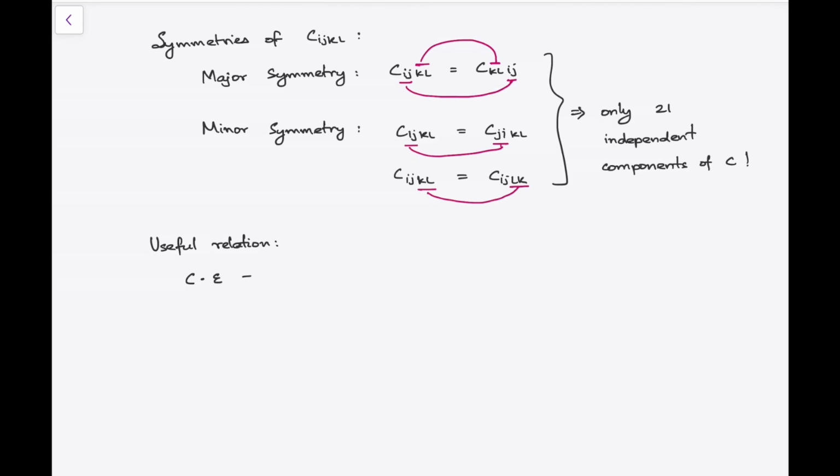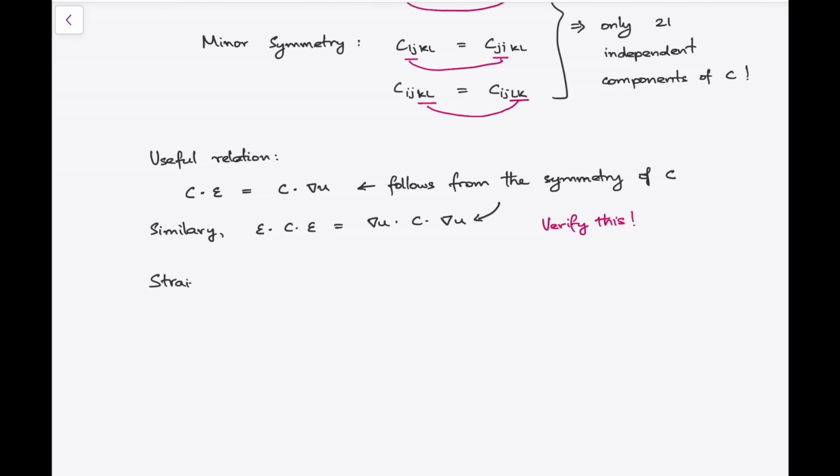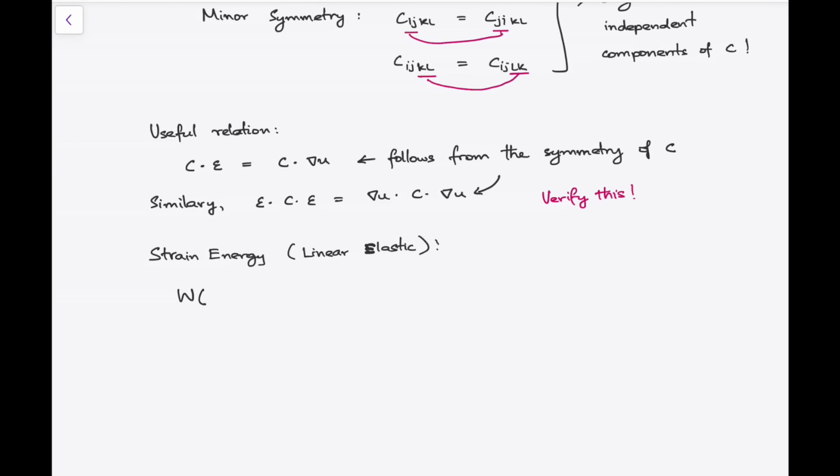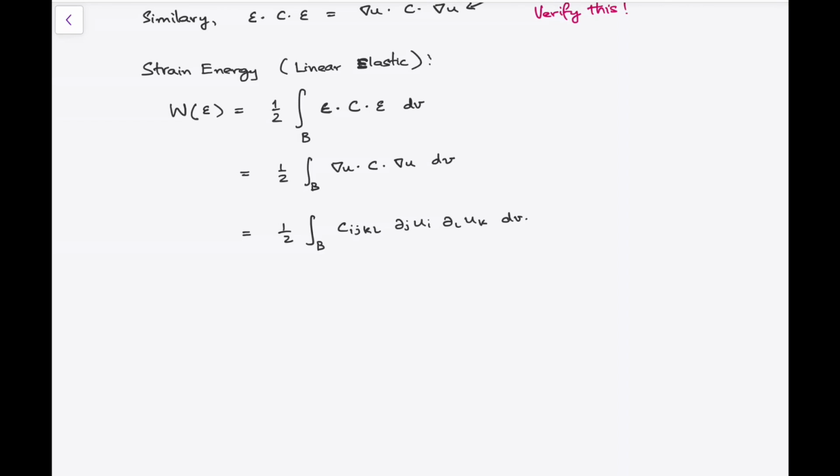the tensor C. Now this symmetry can be exploited to have the following identity, which is that the inner product of C and epsilon is the same as the inner product of C and gradient of U, and likewise for the quadratic form. So I urge you to verify this. The key quantity for us is the strain energy, or the linear elastic strain energy, which is given by 1/2 epsilon times C times epsilon, or using the identity given earlier, you can also express it in terms of the gradient of U, which is also shown in component form here.